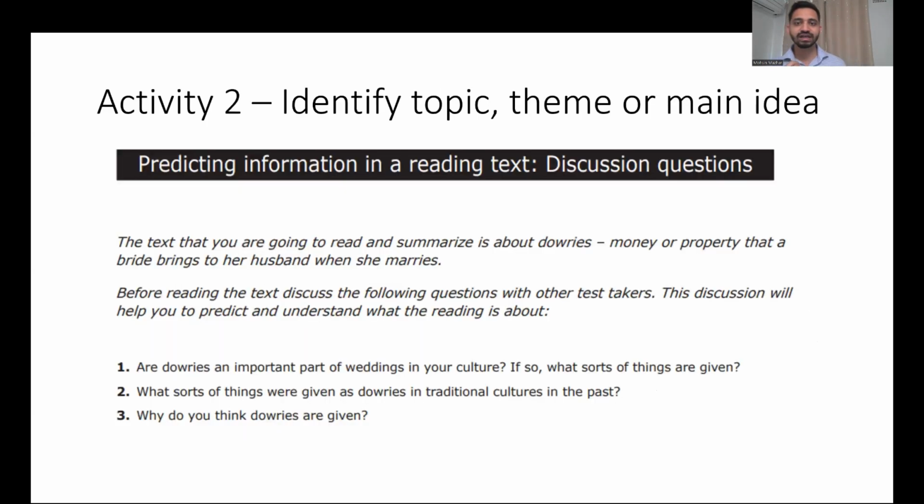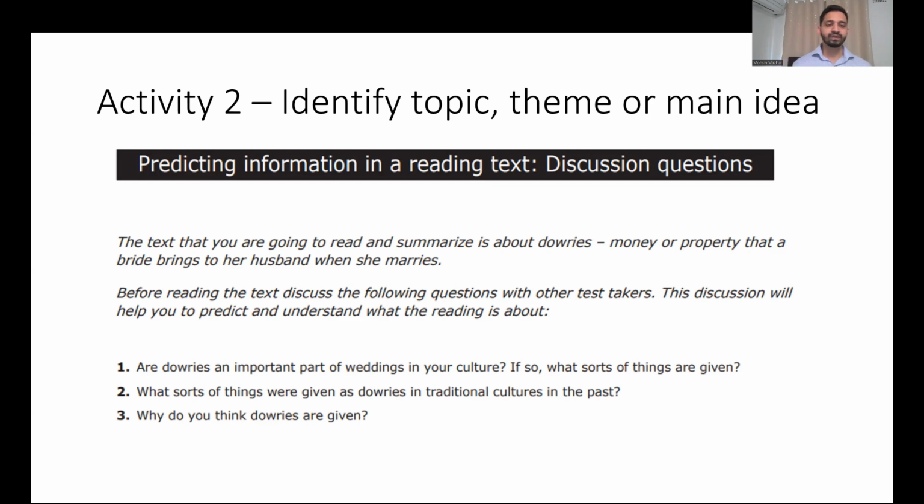Now let's just look at a text and how we identify topic, theme, or main ideas. Okay, so the text that you're going to read and summarize is about dowries, money or property that a bride brings to her husband when she marries. Now, understanding the topic is super important because you want to introduce your summary with the topic or a main point, right?